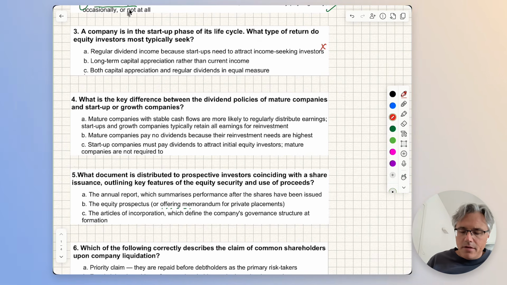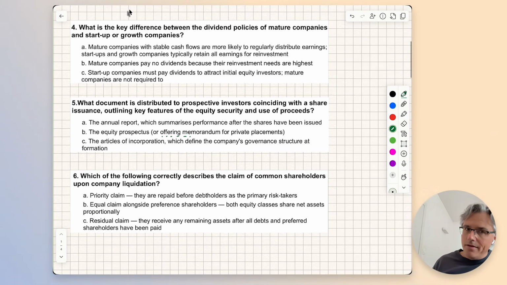And by the same token, answer C, which says both capital appreciation, i.e. increase in value, and regular dividends in equal measure, that's also wrong because you're not going to be expecting regular dividends, but you should be expecting the startup to grow over the long term. Capital appreciation rather than current income. That's the correct one. Next one.